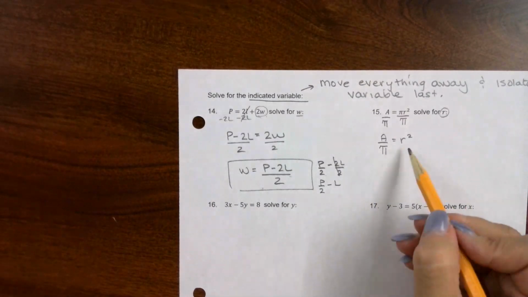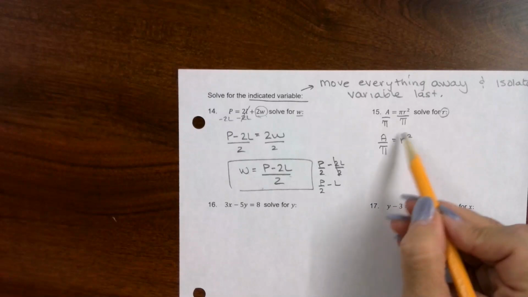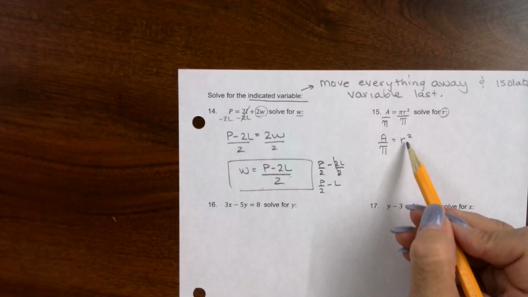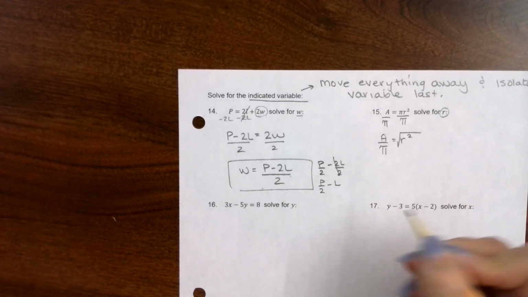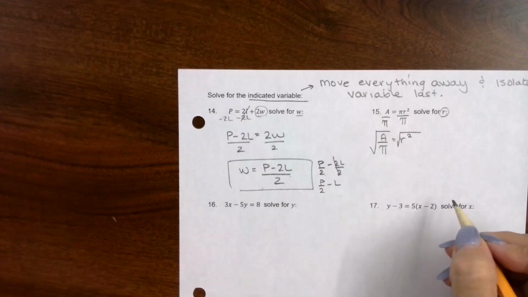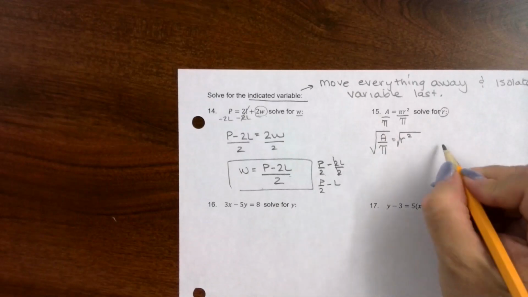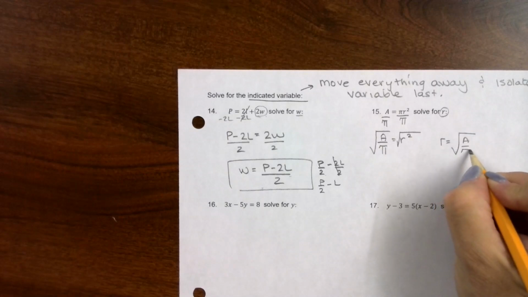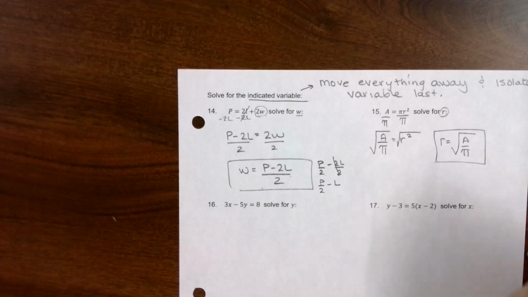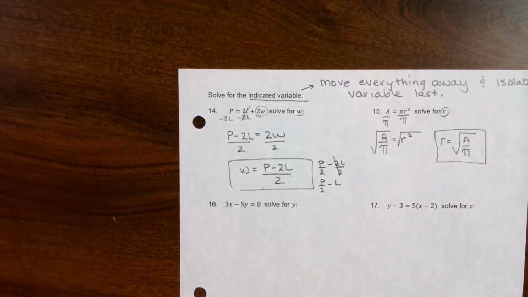Now, we just talked about how we solve something that's squared. The opposite of squaring something is the square root. So I'm going to take the square root of this side, and I'm going to take the square root of this side, and I end up with r equals the square root of a over pi. And this is my final answer. Okay?